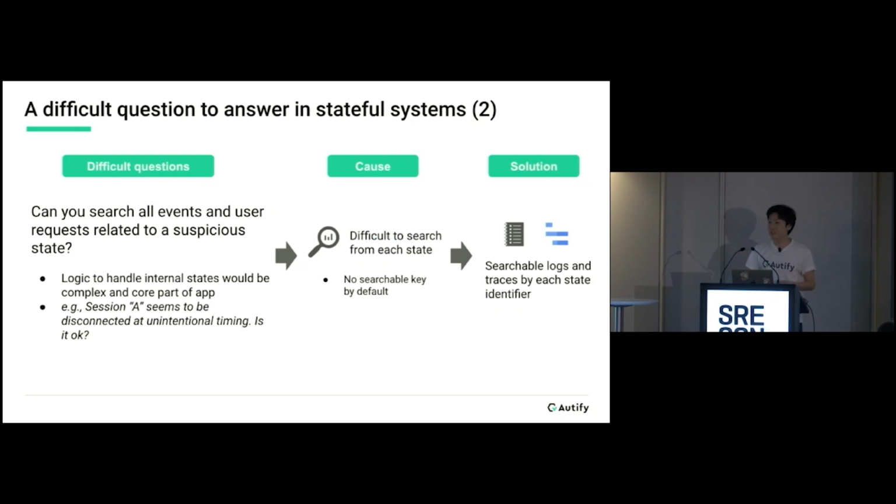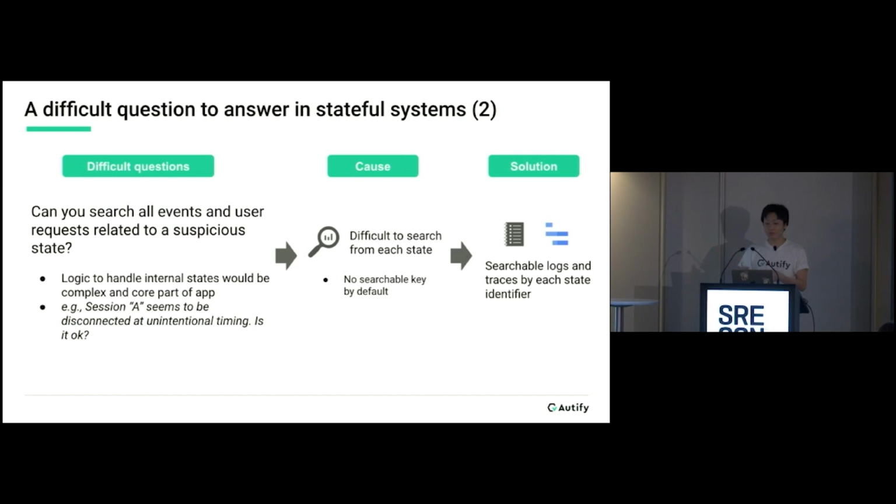The second question is, can you search all events and user requests related to a suspicious state? In a stateful system, logic to handle internal state would be complex, and the core part of the application. Therefore, there would be chances to have something unknown around the stateful parts. However, it's difficult to search from each state without any considerations, because there is no searchable key by default.